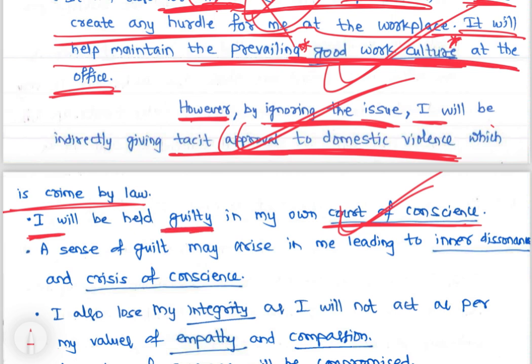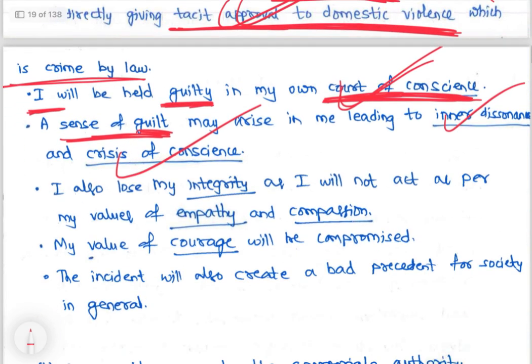खुद बुरा फील करूंगा यार, कुछ मिस्टेक हो रहा है, like if something illegal is happening but I am not able to raise my voice, so that is against your conscience. Then a sense of guilt may arise in me leading to inner dissonance and crisis of conscience. Again crisis of conscience is a syllabus topic, right? Then I will also lose my integrity and I will not act as per values of empathy and compassion. By empathy compassion कहाँ है?